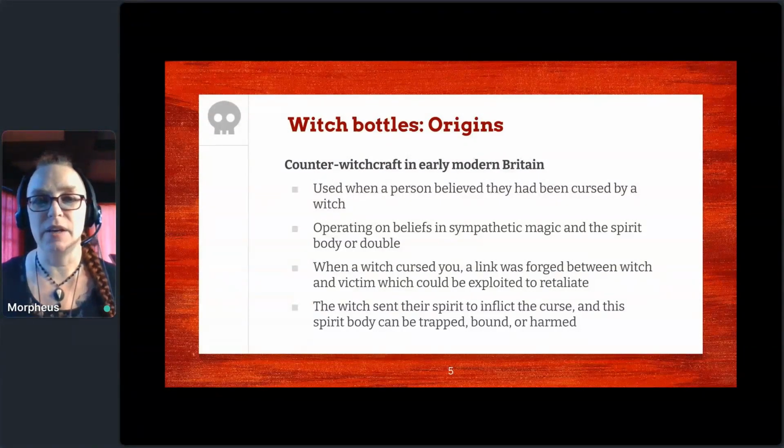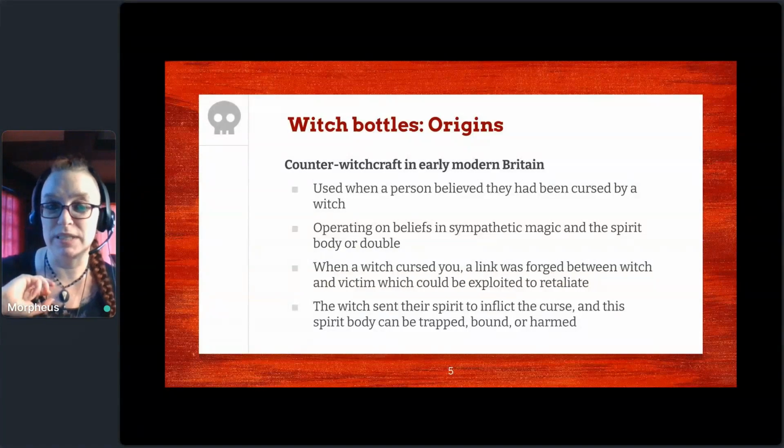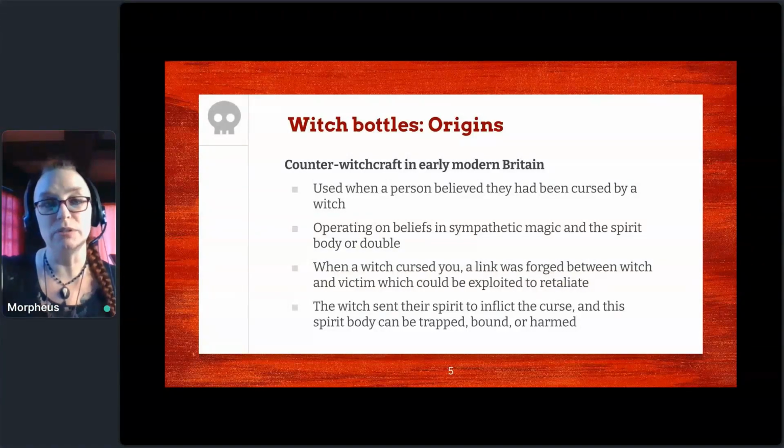They are also built on this idea that the witch, in order to curse someone, would send their spirit or their double to inflict the curse. And this spirit body or double can be trapped or bound or harmed when it is coming to you.